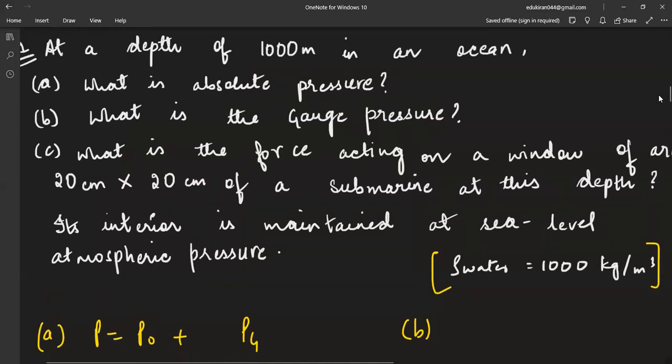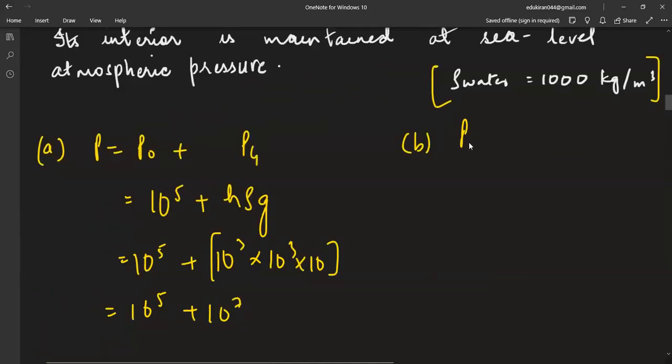B part says, what is the gauge pressure? So gauge pressure is this only. Gauge pressure is h rho g, which is equal to 10 to the power 7 pascals only.